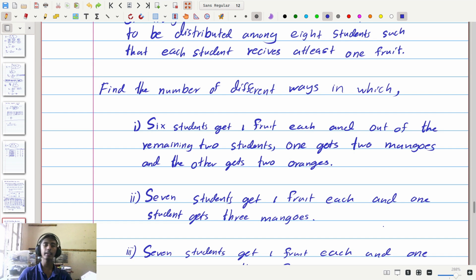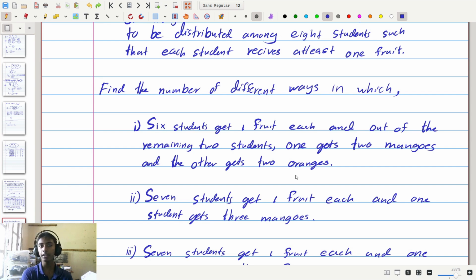So selecting the guy that gets 2 mangoes and selecting the guy that gets 2 oranges is a special operation. It's different from the other 6 people who just get all the fruits that are left over. This guy is guaranteed to get 2 mangoes and this guy is guaranteed to get 2 oranges. So let's try and figure out how many different ways one person could get 2 mangoes and another person could get 2 oranges. Since we know he has to get 2 mangoes and this other guy has to get 2 oranges, we could think of it as the teacher selecting a student to get 2 mangoes and also selecting a student to get 2 oranges.